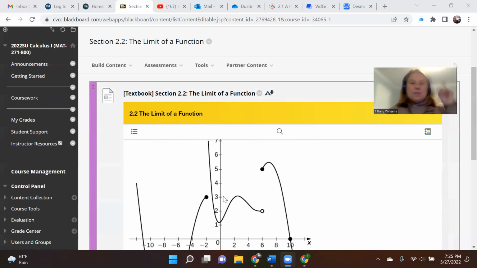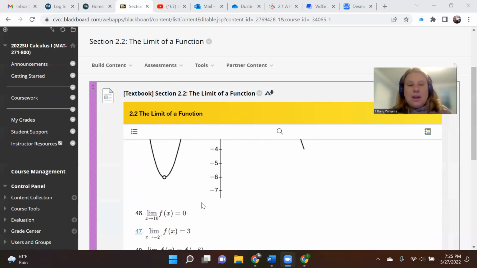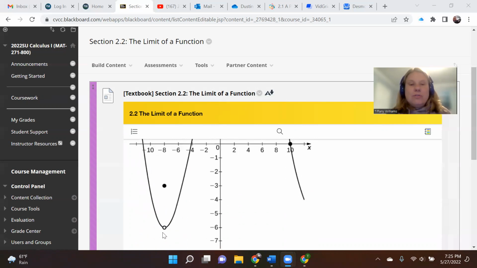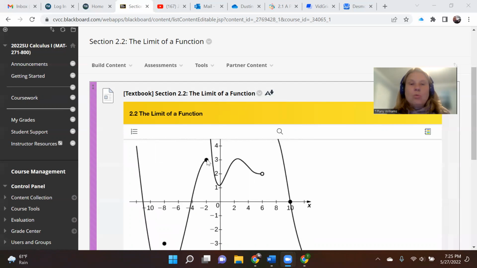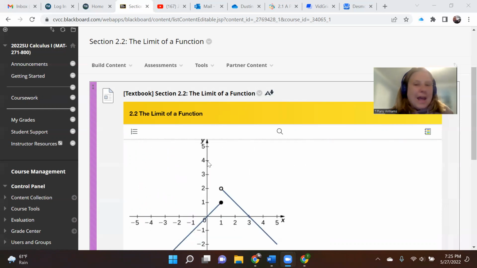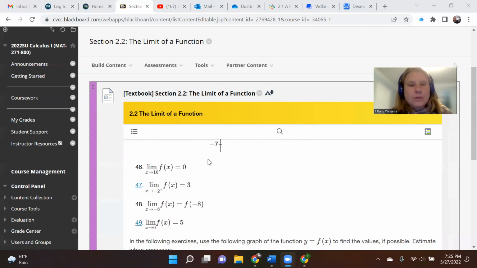Now, to make that statement a true statement, if they had actually made this -2 from the left, that would have been 3. But from the right, no, we are heading towards positive infinity. Number 48. Oops, went too far.